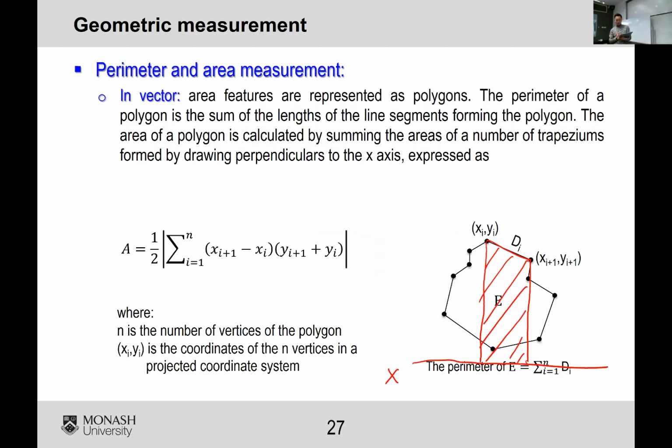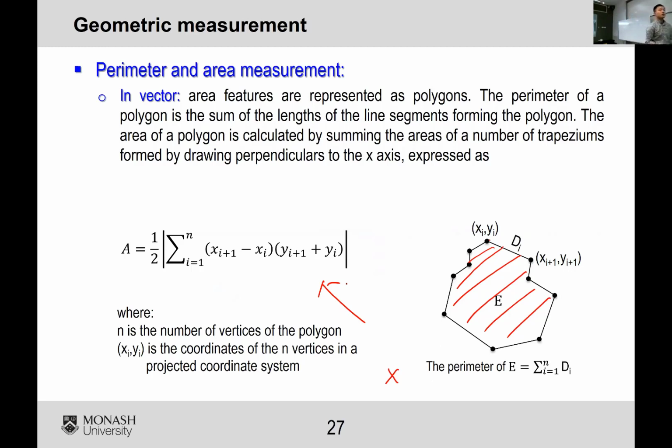Now if we sum all these trapezoids together, we see this trapezoid here is a negative value because x(i+1) minus x(i) is a negative value in this case. So eventually we'll get exactly this area using this equation. Okay? Again, you're not required to calculate this, but understanding how the area and perimeter are calculated in different data models is very important.